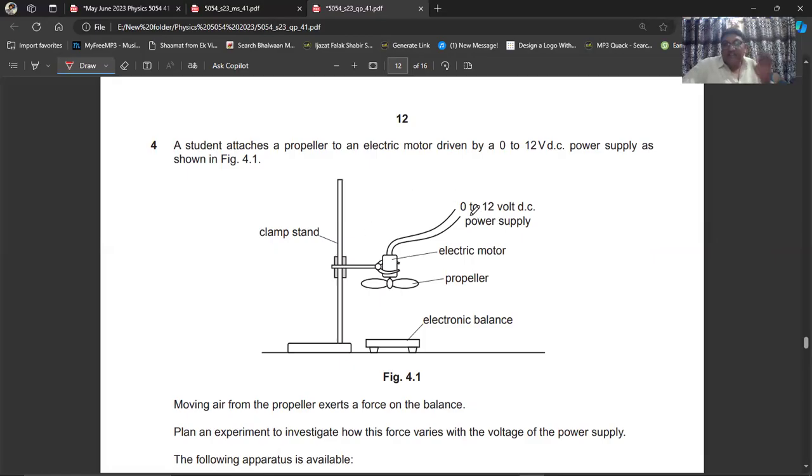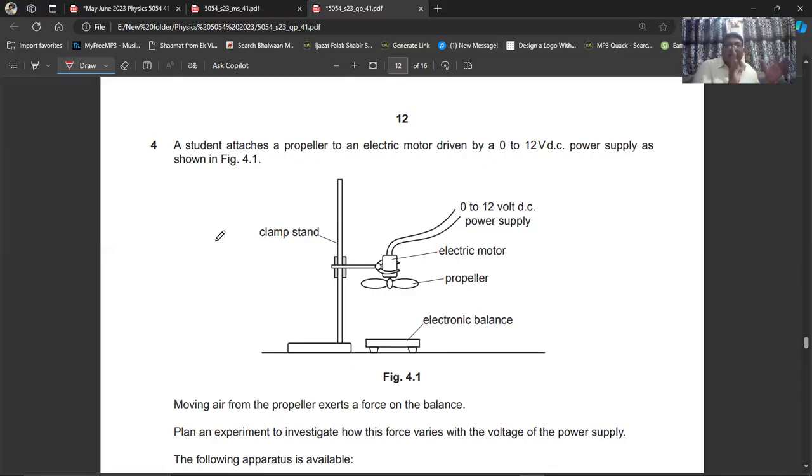Then increase the voltage from the variable power supply from 4 volt to, let's say, 6 volt. Again, note down what is the reading on the electronic balance. So in this way, you are noting down the voltage given to the electric motor or the propeller, and due to the blow of the air from that propeller, the reading given on the electronic balance. You are noting down these two things.